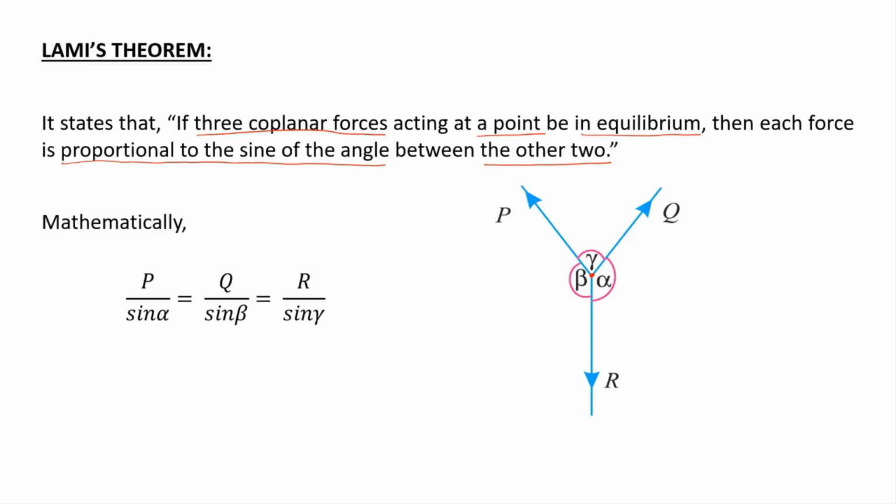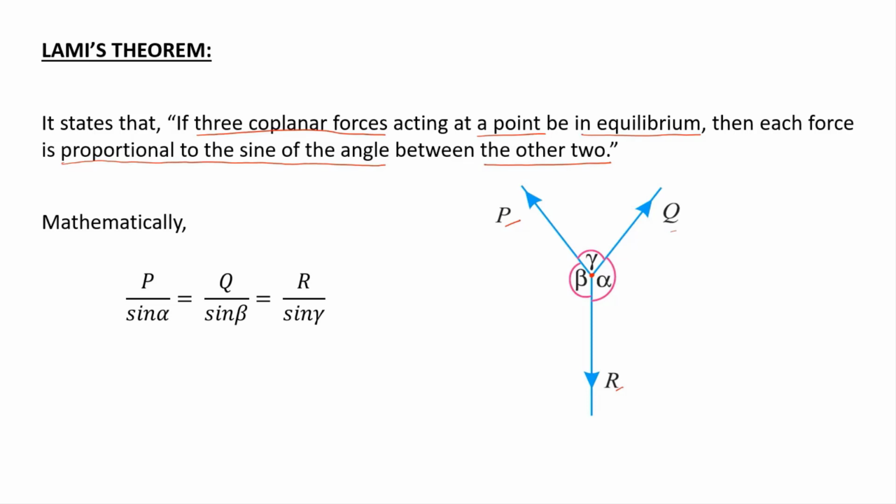mathematically P upon sine alpha is equal to Q upon sine beta and R upon sine gamma. It means the force P acting in this direction is proportional to the sine of the angle between the other two forces. What are the other forces? Q and R, and the angle between the Q and R forces is alpha. So P is proportional to sine alpha.